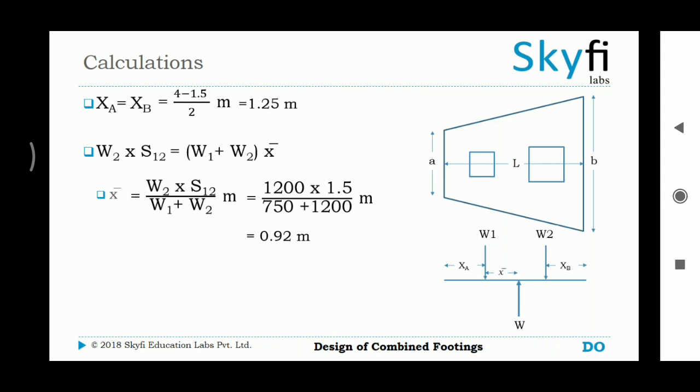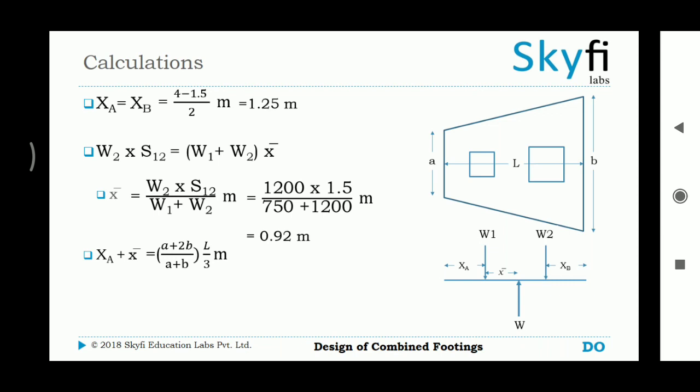This X bar is the distance from C1, and not from the leftmost edge of the trapezoid. The total distance from the side A is XA plus X bar. This is the distance of the center of gravity, from the left side. By formula, the distance of the center of gravity from the left side A, along the length of the trapezoid, is given by (A plus 2B) by (A plus B), multiplied by L by 3. XA equals 1.25 meters, X bar equals 0.92 meters, and the length L equals 4 meters.